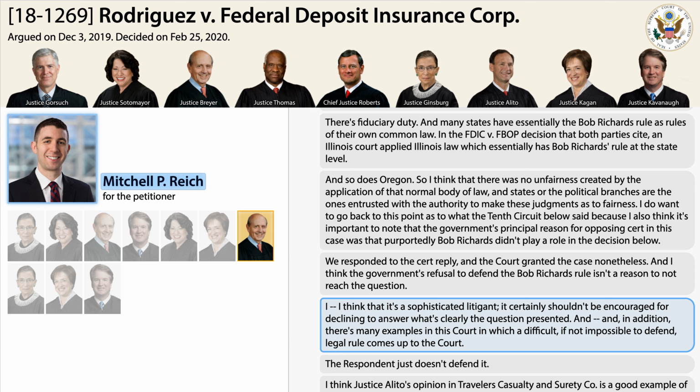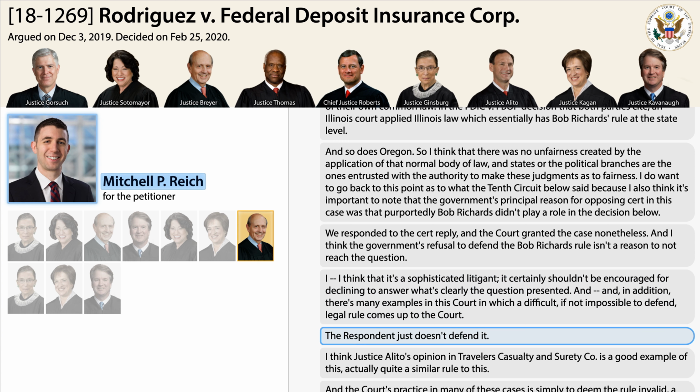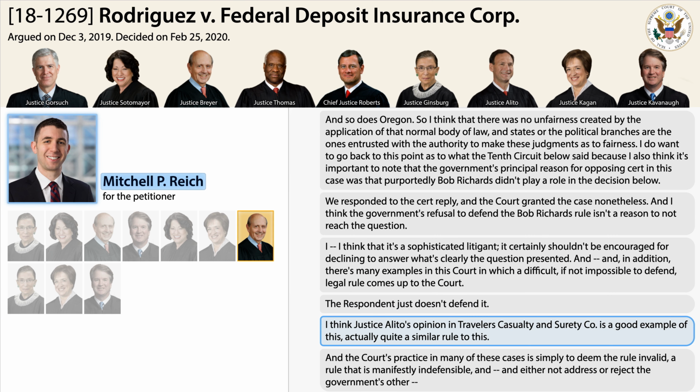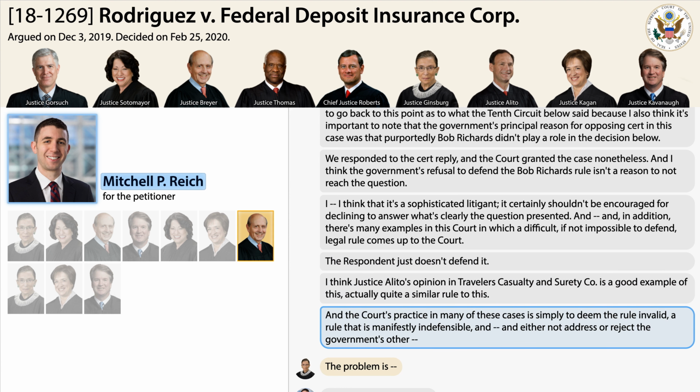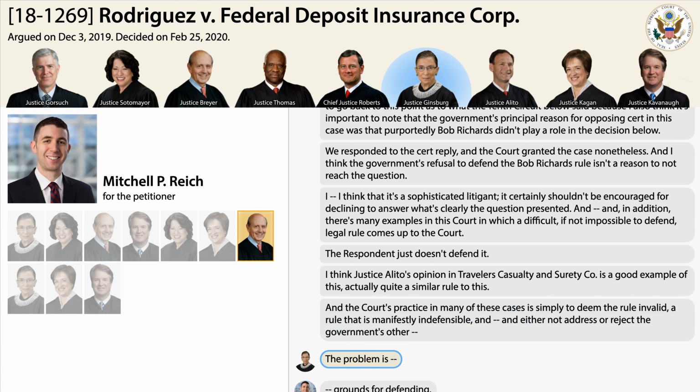And in addition, there's many examples in this court in which a difficult, if not impossible to defend legal rule comes up to the court. The respondent just doesn't defend it. I think Justice Alito's opinion in Travelers Casualty and Surety Co. is a good example of this, actually quite a similar rule to this. And the court's practice in many of these cases is simply to deem the rule invalid, a rule that is manifestly indefensible, and either not address or reject the government's other grounds for defending it.